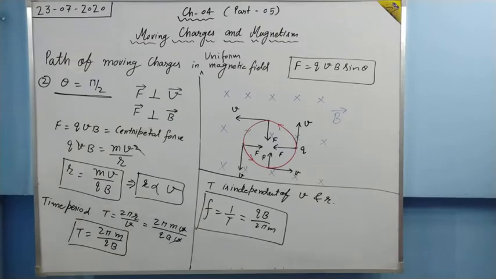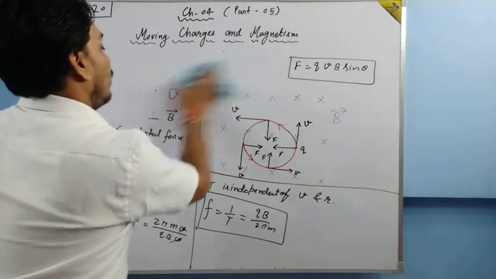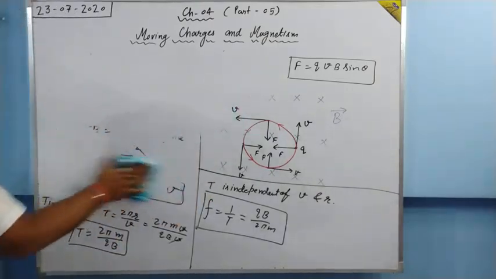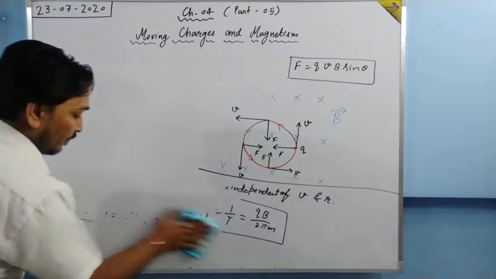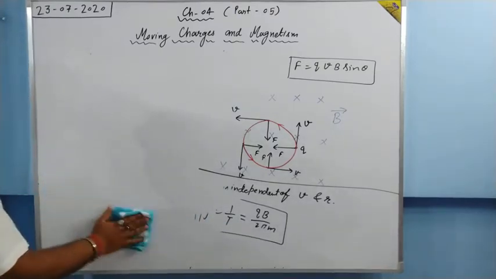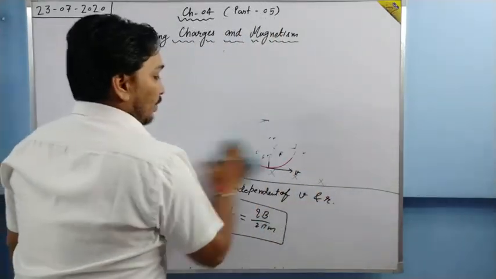Now the third case we are going to do is when theta is not 90, not 0, and not 180 degrees. Basically, I am going to take any arbitrary angle. It can be in any direction. Theta arbitrary. Let me remove all this.